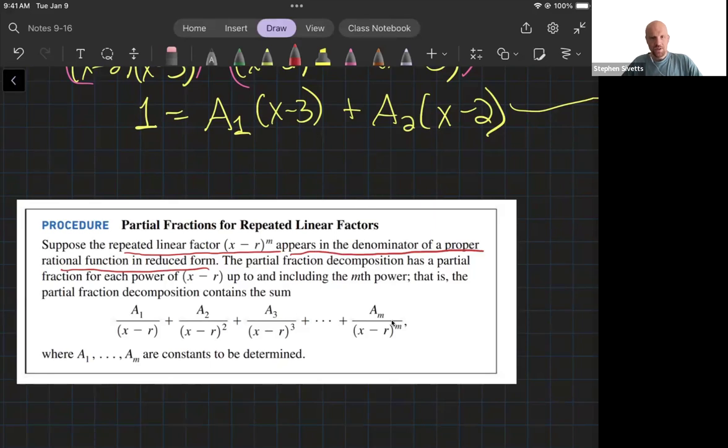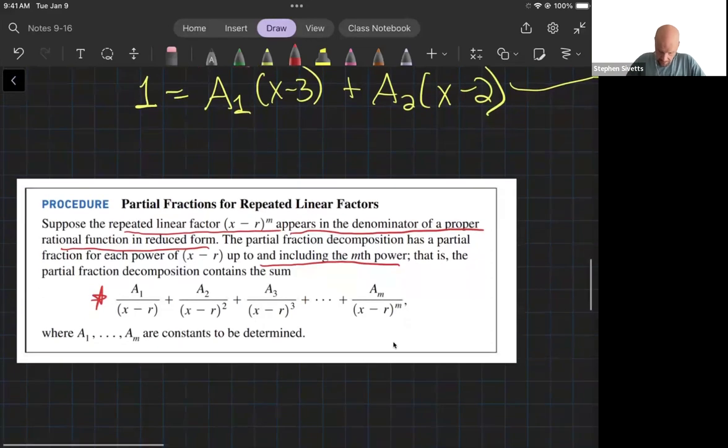The partial fraction decomposition has a partial fraction for each power of x minus r, up to and including the mth power, okay? So each time you have to add in an extra power for that factor x minus r. So like this, okay? So we have a1 divided by x minus r plus a2 divided by x minus r squared plus a3 divided by x minus r cubed plus a4 divided by x minus r to the fourth, and so on, right? All the way up to am over x minus r to the m power, right? And then we will determine each of these constants, a1 through am, similar to the previous example, right?